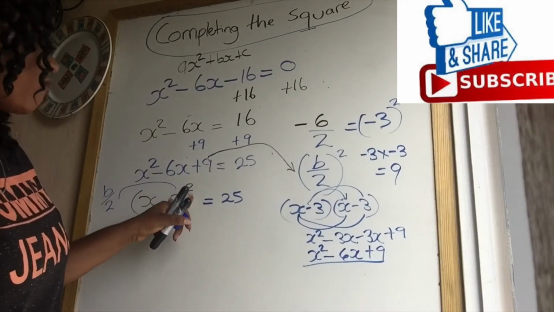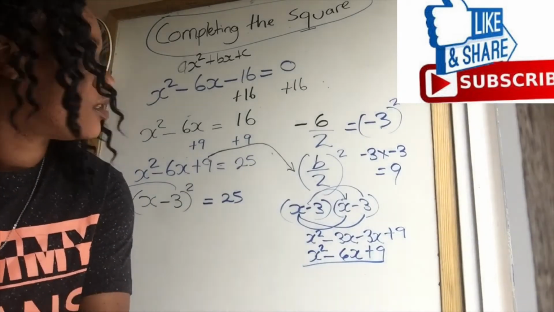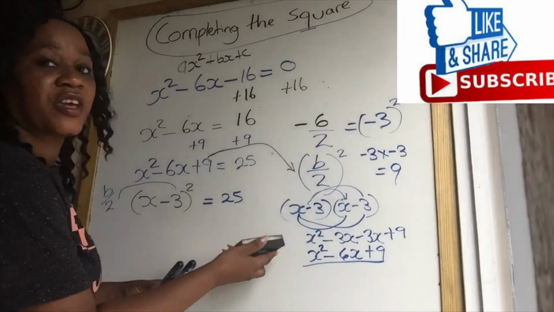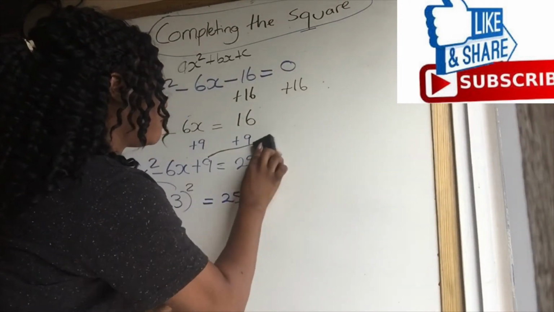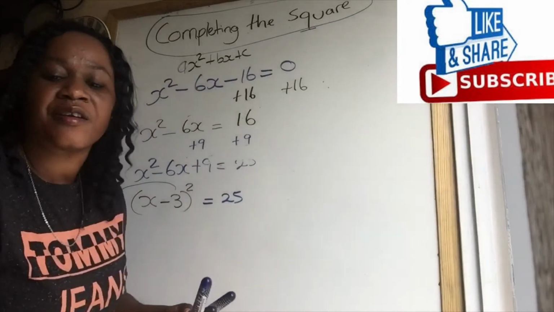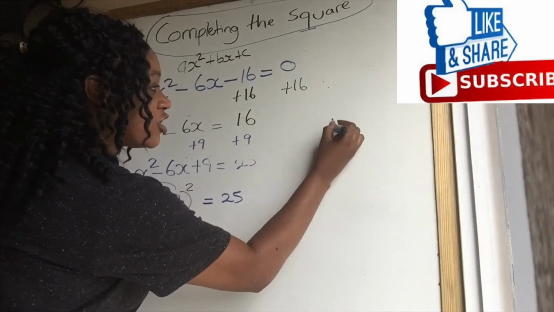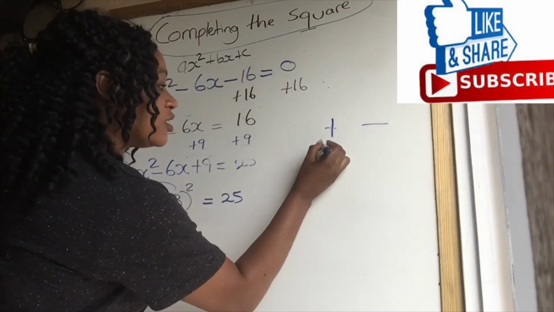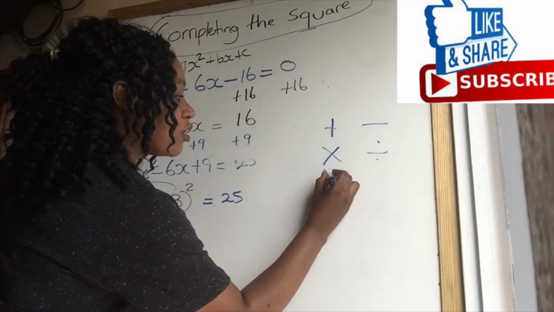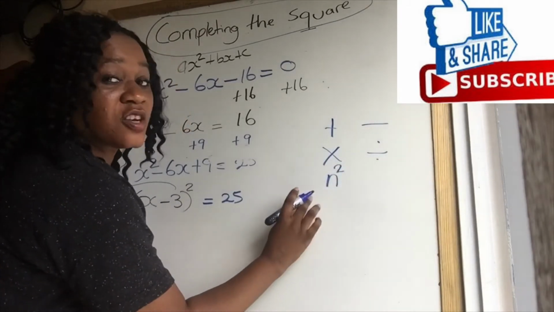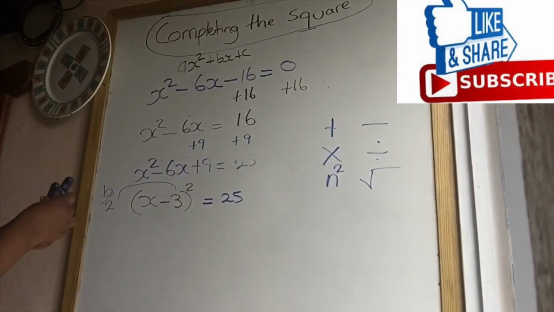Now we want to get rid of this square. And as usual, we do the opposite. Alright? So let me see if I can erase this right here. Show you. Alright. Now, we know that the opposite of addition is subtraction. The opposite of multiplication is division. Now, what's the opposite of a power? The opposite, to get rid of a power, is the root.